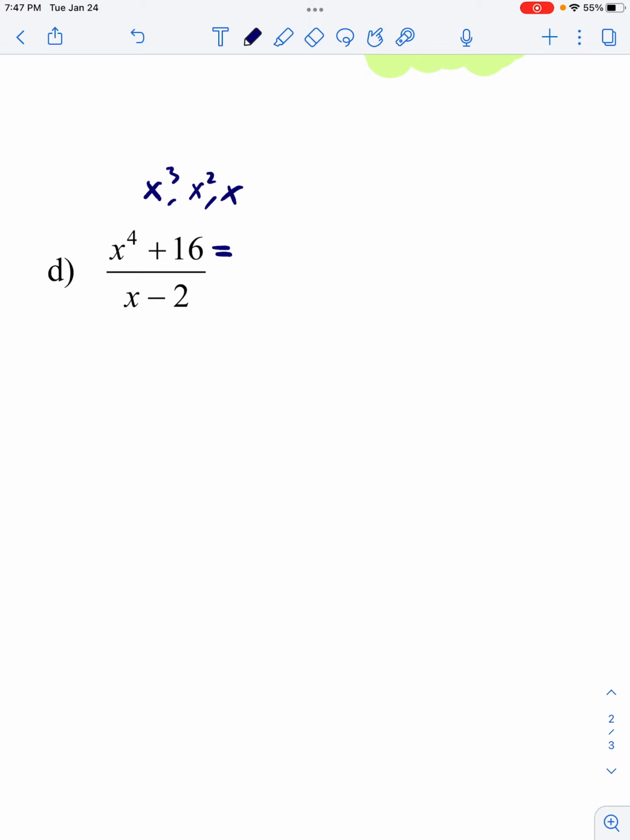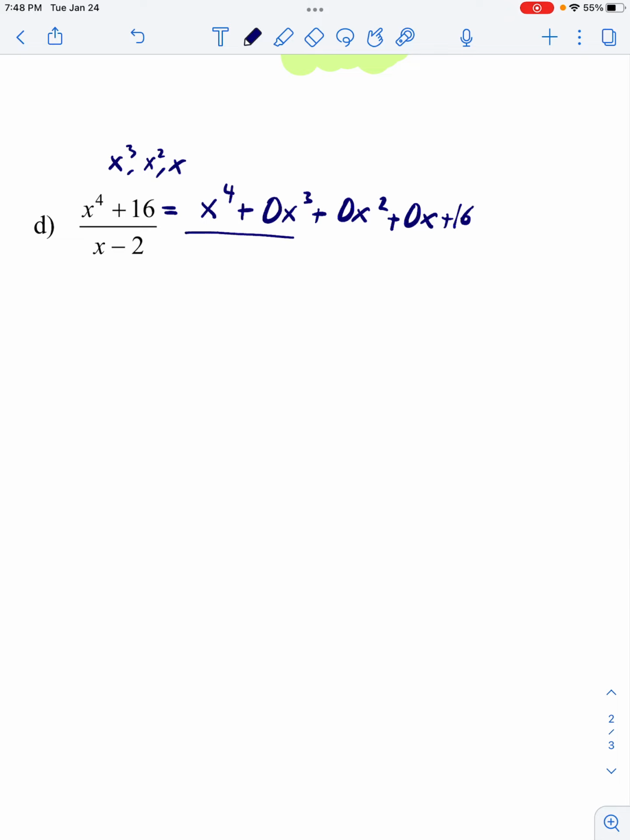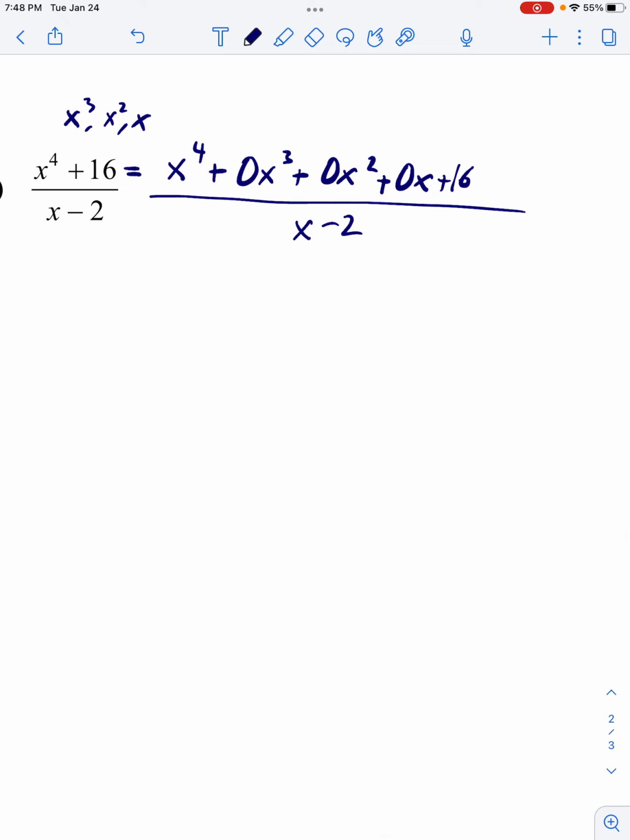So I'm going to rewrite that numerator, that polynomial on top, as x to the 4th plus 0x cubed plus 0x squared plus 0x plus 16. And this is still divided by x minus 2. I do that to show you guys, this is a coefficient of 1 here technically. When I set up my synthetic division, I have to write out these coefficients as 1, 0, 0, 0, 16.